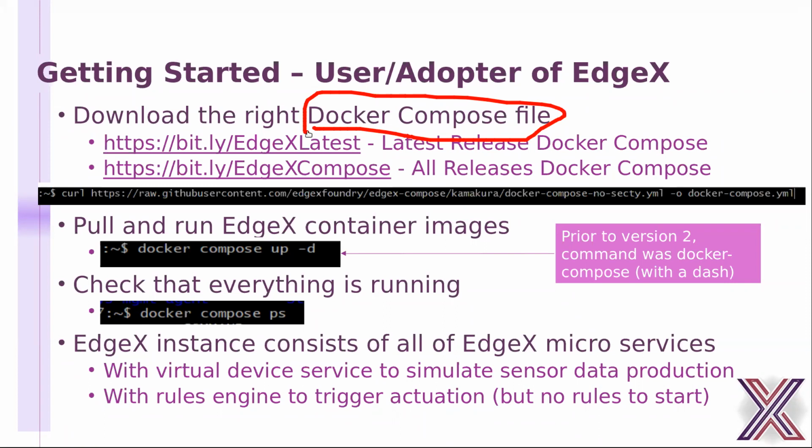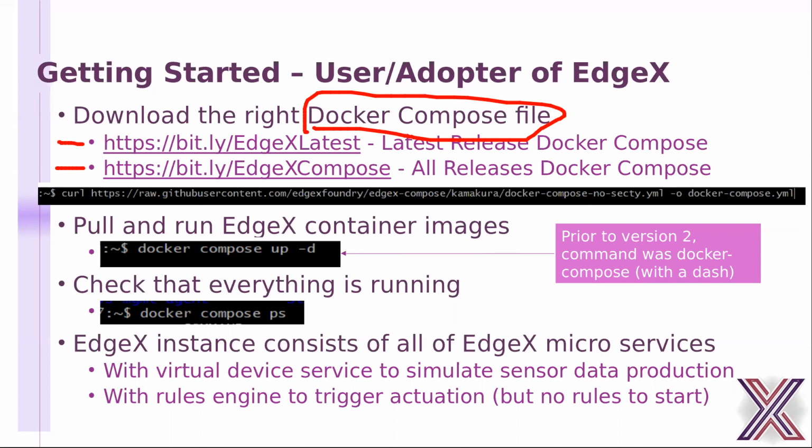EdgeX provides a collection of Docker Compose files for all sorts of circumstances by which you want to run EdgeX and for all the various versions. If you go to bit.ly EdgeX latest, you'll find the latest Docker Compose file, the one that you'll use for the version we have out today, which is called Kamakura. If you want to see all of the Compose files, all the options, if you will, to look at all the various versions and or all the various types of configurations for EdgeX microservices being up and running, you could take a look at EdgeX Compose to see all of those at that bit.ly address.